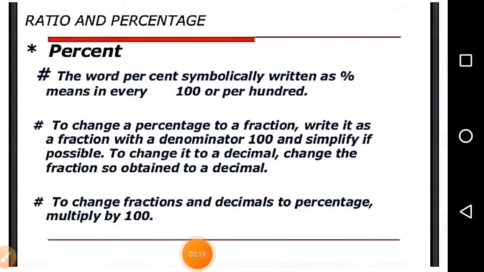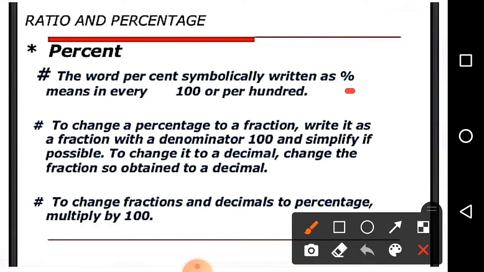Now next is percentage. The word percent is symbolically written like this. This is the symbol of percent. You might have seen this symbol on a calculator and on other devices. Percentage means in every 100 or per 100. So in the word percent, per means 1 and cent means 100.